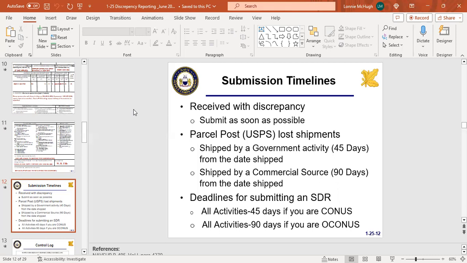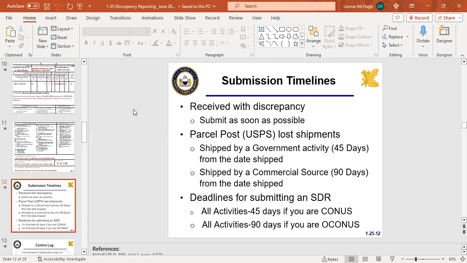Sir? Yes. Sorry, another question. So if issued by government and if it's CONUS, that 45 days is the date we can start filing, right? That is when it needs to be submitted, completed. Completed, okay. So if it was shipped from government last week, and then it doesn't show up delivered this week, could we start filing the SDR or we have to wait for a couple of weeks? Like, is there any timeline we can start filing?